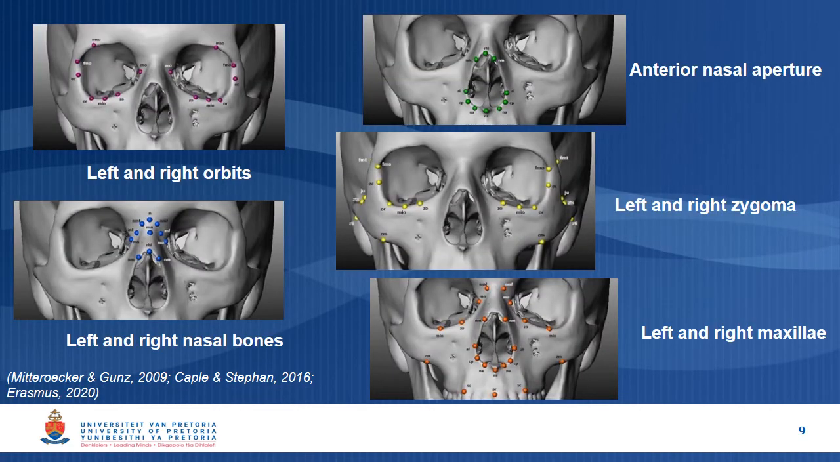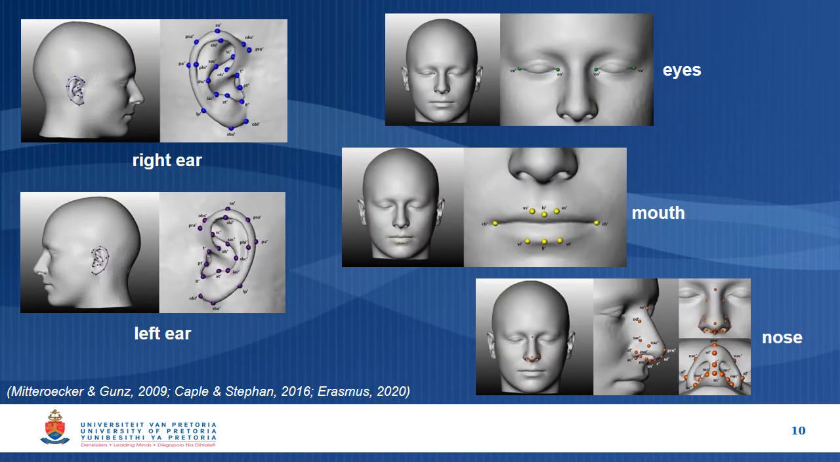The hard tissue regions of interest will be indicated on the facial skeleton. The midfacial matrix will consist of 43 standard craniometric landmarks, which will be further divided into the left and right orbits, left and right nasal bones, anterior nasal aperture, left and right zygoma, and left and right maxillae. For the midfacial matrix, the left and right orbits, left and right nasal bones, and anterior nasal aperture will consist of 7, 11, and 10 landmarks respectively. The facial lateral matrix will consist of 10 landmarks on either side on the zygoma and 3 landmarks on the maxilla. The soft tissue regions of interest will be indicated on the soft tissue surfaces.